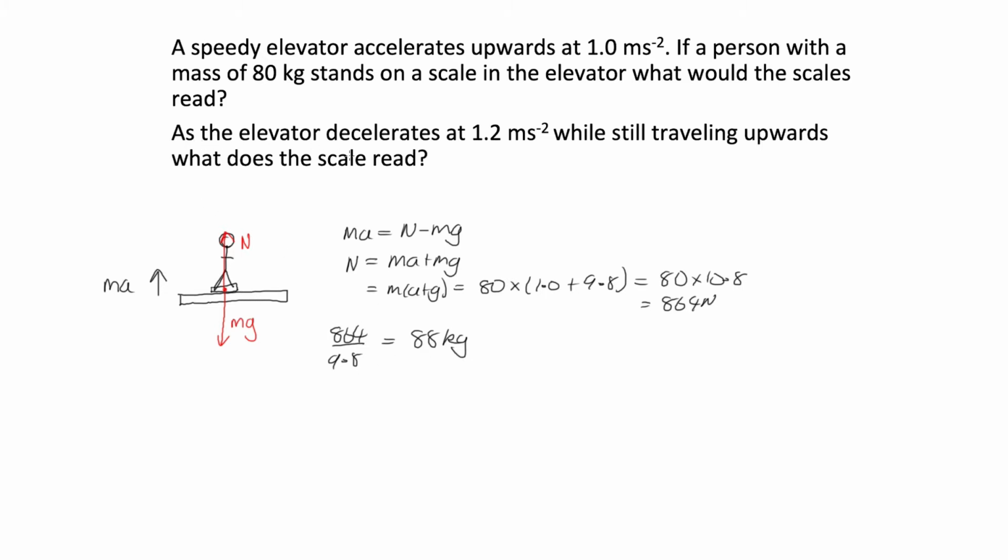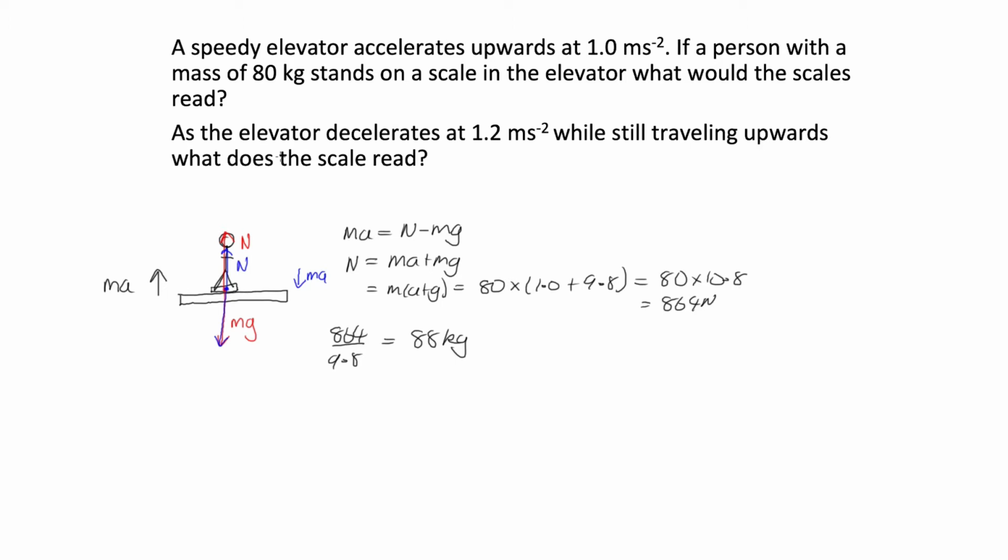It now says as the elevator decelerates at 1.2 meters per second squared, we're still traveling upwards. What does the scale read? Okay, so let's draw what's going on in blue now. So now it's decelerating. So if it's decelerating, the acceleration is in the downwards direction. And we've still got the man's weight that hasn't changed. It's the same mg. But now we're going to have a little less normal force acting upwards.